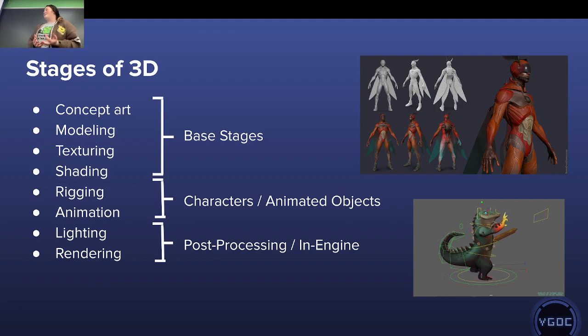And then if you want it to be an animated character or object, that's whenever you would go into weight painting, rigging, and animation. And then afterwards, this can be done in engine, but if you're just doing a static shot, or if you're doing it for film or anything like that, that's whenever you'll want to do lighting and rendering. But usually it's done in real time in engine if you're doing games.